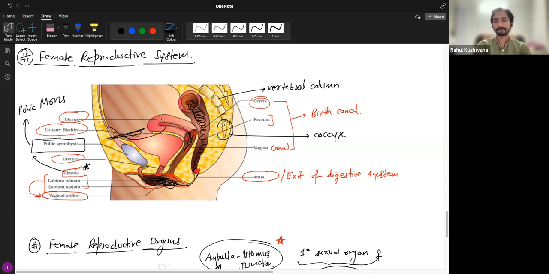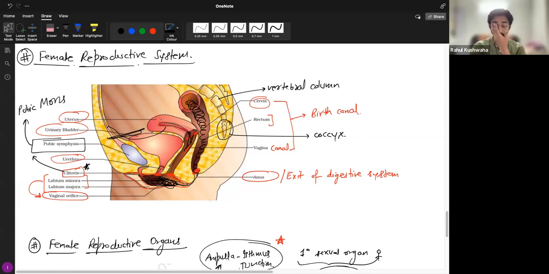Then cervix plus vaginal canal is also called the birth canal. Now there's a separate opening for the urine, the urethra. In total, there are 3 openings, in which 2 of them share a common orifice, with the presence of 2 kinds of tissues called labia minora and labia majora. They are protective tissues.